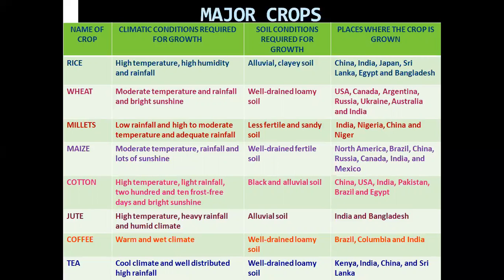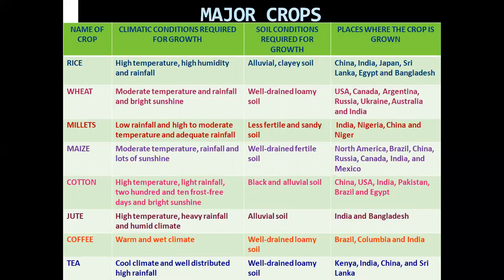Wheat. Wheat requires moderate temperature and rainfall during growing season and bright sunshine at the time of harvest. It thrives best in well-drained loamy soil. Wheat is grown extensively in USA, Canada, Argentina, Russia, Ukraine, Australia, and India. In India, it is grown in winter.